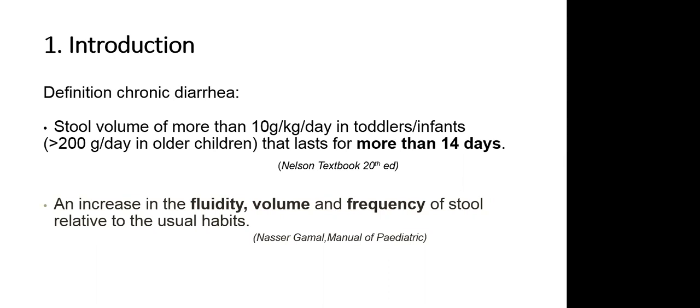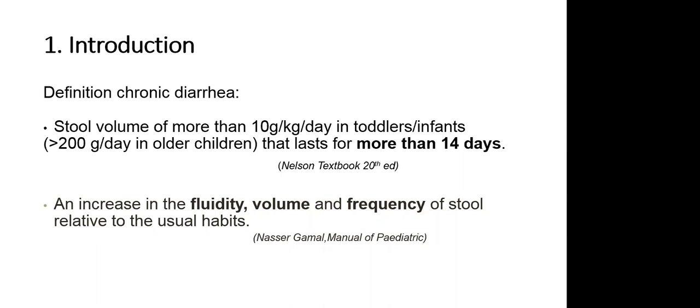If it's less than that, we call it acute diarrhea or AGE. So chronic diarrhea means more than 14 days. Imagine the child weighs 10 kilograms. If the child has stool of more than 100 grams, she or he may have chronic diarrhea, that is considered chronic diarrhea.